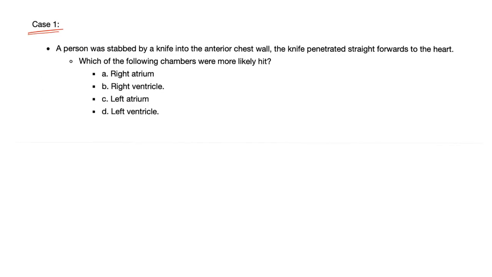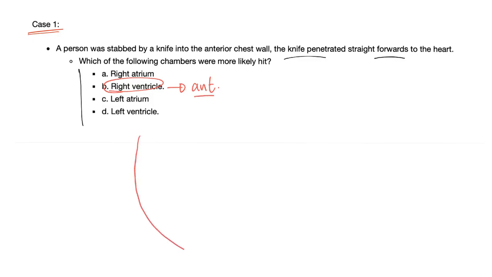Case number one from the previous video. A person was stabbed by a knife in the anterior chest. The knife penetrated straight forward to the heart. Which of the following chambers is more likely affected? And the answer is the right ventricle, because it makes up most of the anterior surface of the heart.